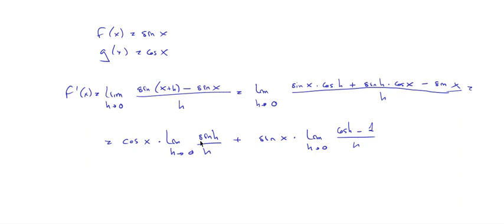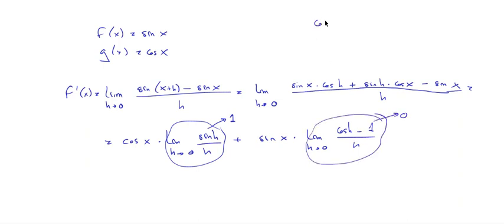Okay, now the limit of this is going to be 1, we know that. The limit when h goes to 0 of the sine of h divided by h is 1. The limit of this is going to be 0 because we know that the cosine of h minus 1 is approximately equal to h squared divided by 2. And so this is h squared divided by h, you get h divided by 2, which is 0. So this part is going to be 0. So the result of this is the cosine.